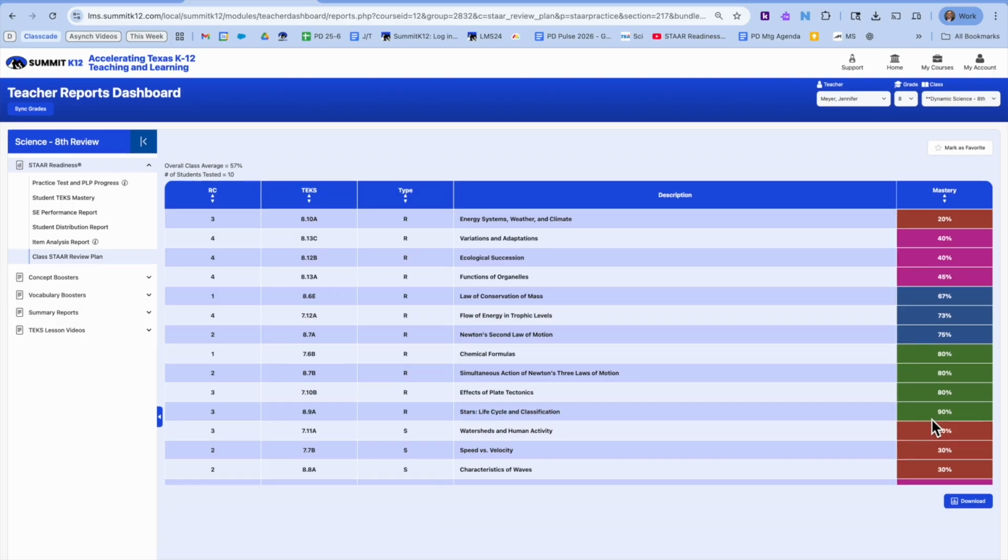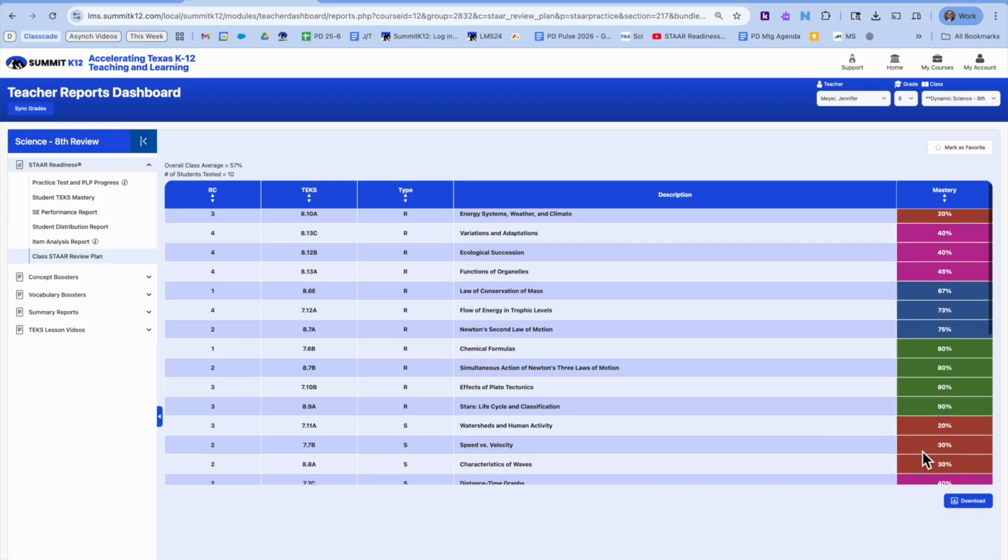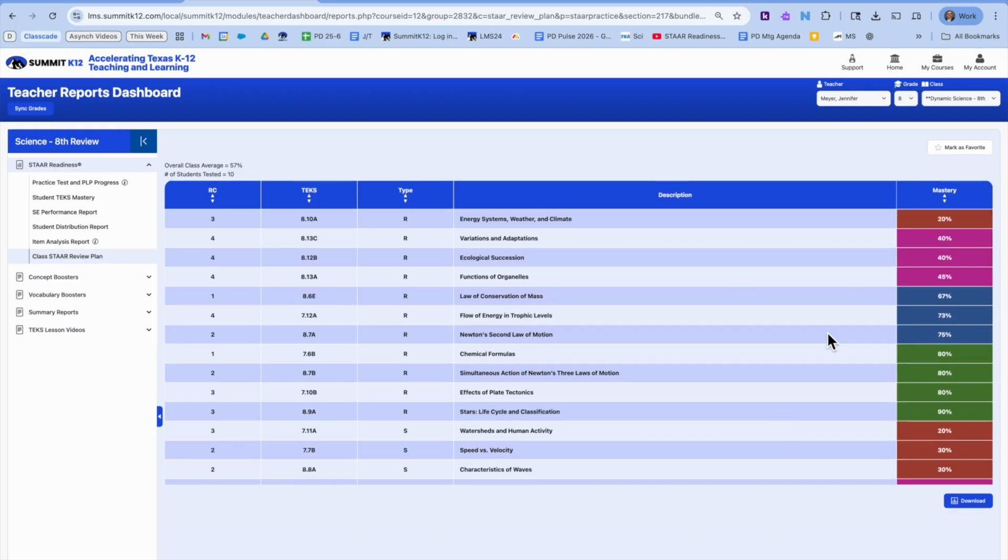So if I have limited time, which is always the case, I'm going to start with my did not meets and my readiness. Then I'm going to move to my did not meets and my supporting and my readiness and my approaches. And I'm going to prioritize those standards to close the gaps for as many students as I can based on this data by TEKS or student expectation.